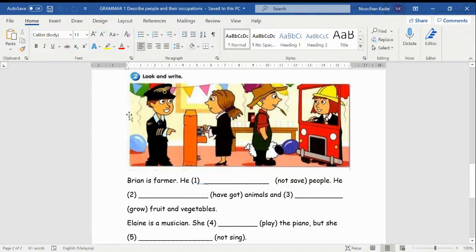That is for us to find out later. And the second picture looks like a person who plays the piano. That means we do not know what her occupation is, but she plays a musical instrument, which is the piano. Then the third one, this person is wearing a cowboy hat and he's wearing a jumpsuit or something.